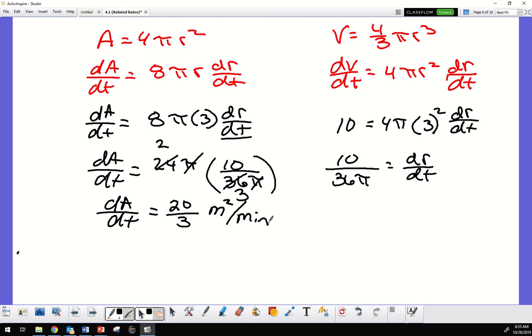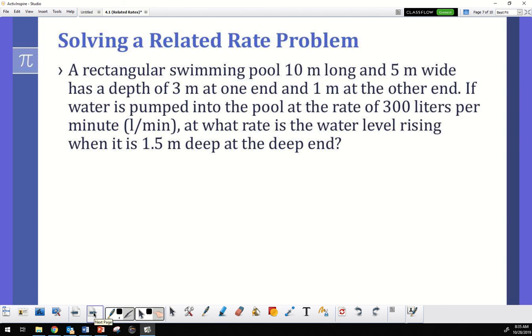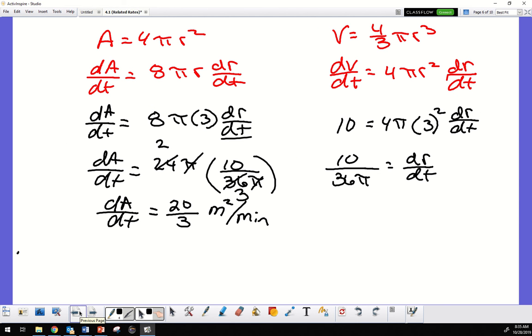You guys feel pretty good about this? Okay, good. All right, so I'm going to stop right here. These next problems, I'm going to save for tomorrow. We actually are doing this unit for the next 4 days.